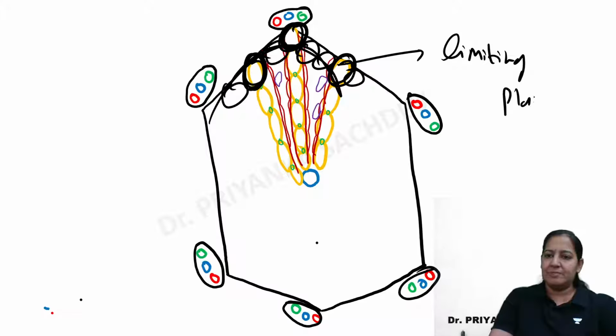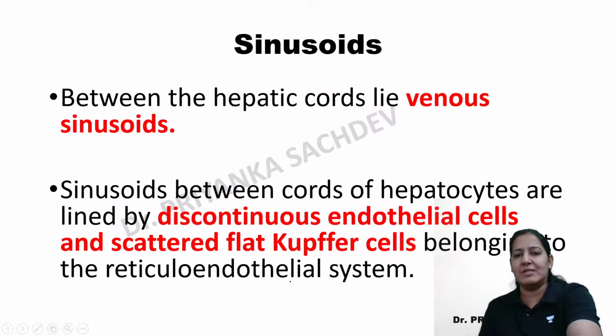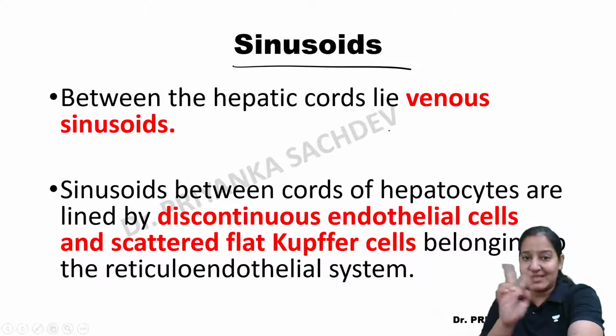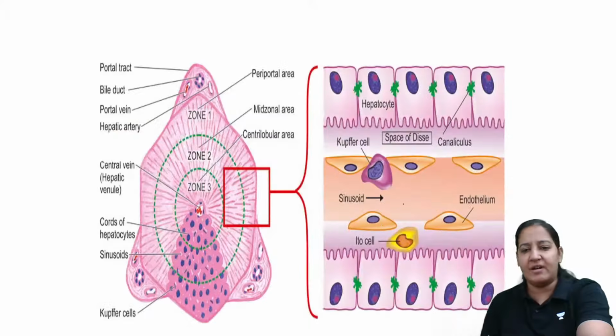You should understand the concept of the limiting plate. Limiting plate are the hepatocytes which separate the portal triad from the remaining hepatocytes. So this is known as the limiting plate. Sinusoids, I have already told you, are present between two adjacent cords of hepatocytes, and these sinusoids are lined by endothelial cells and flattened Kupffer cells.